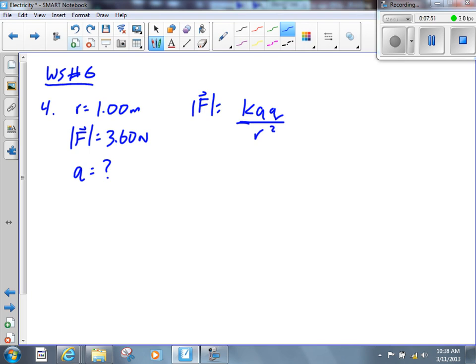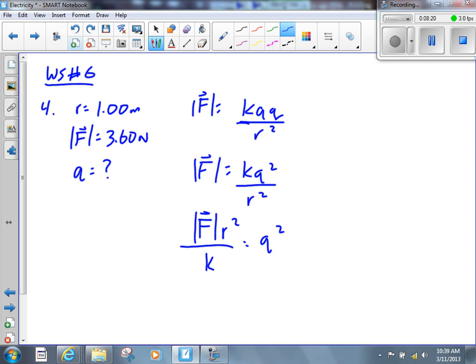We can simplify this a little bit, not unlike we did in the last question, actually. K times Q times Q is the same as K times Q squared over R squared. Now we have the value of F and K and R. The only thing we don't have here is Q, and we've got it together now, so we can find the value of Q. Let's take the R squared up by multiplying: F times R squared. Take the K down by dividing.